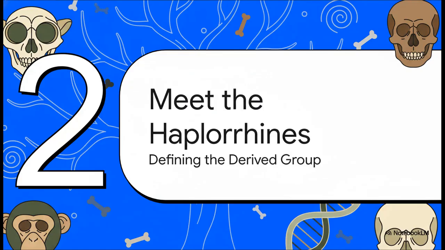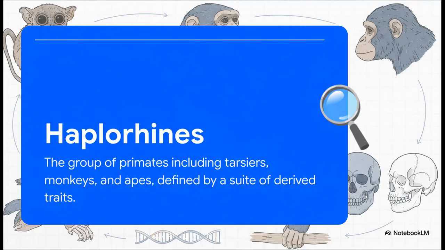Okay, so now that we've seen that first big split, let's put the Strepsirhines aside for a moment and focus completely on our side of the family tree, the haplorhines. Let's get down to what a haplorhine actually is. The formal definition is pretty straightforward. It's the group of primates that includes tarsiers, all the monkeys, and all the apes. And that includes us.